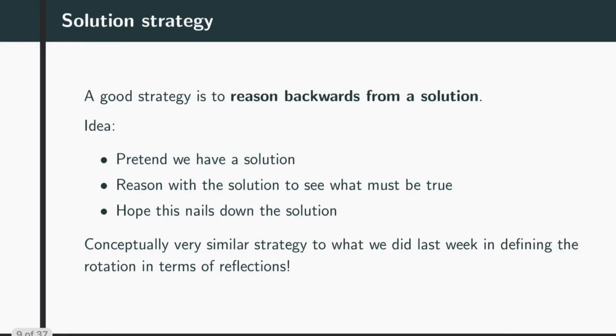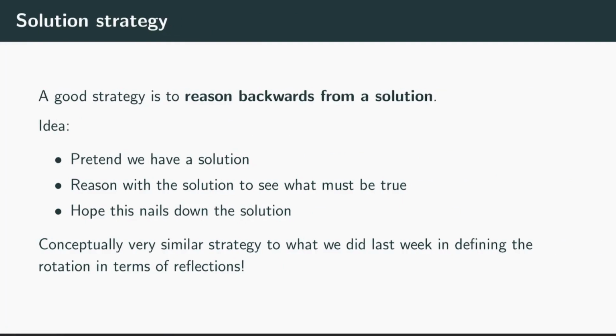But this is a useful solution strategy in general, where you start with something where you have an answer, you pretend you have an answer, and you work with it to figure out what properties it has to have. So in general, the idea, right, if you want to construct a solution to a problem, you pretend you have a solution, you monkey around with the solution to see what has to be true, and then hopefully this nails down the solution. And so from a conceptual point of view, this is an incredibly similar strategy to what we did last week in defining a rotation as a composition of reflections.